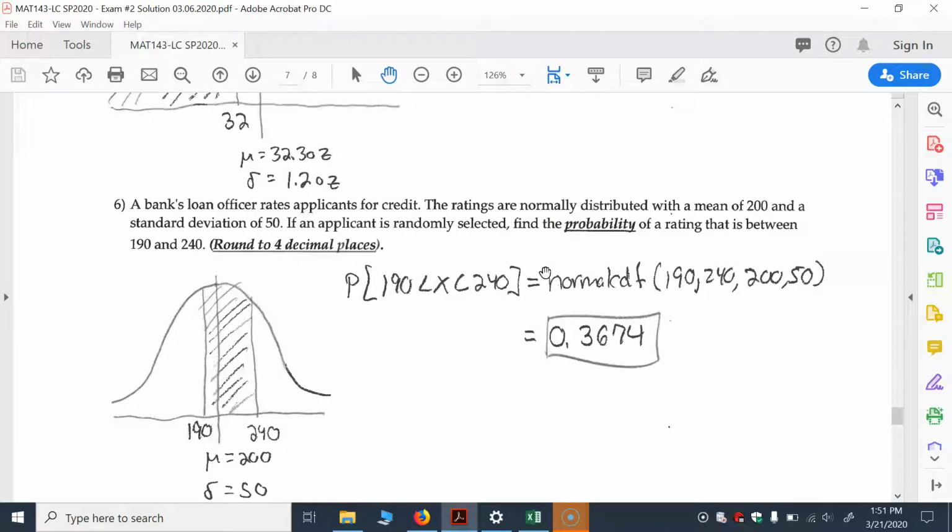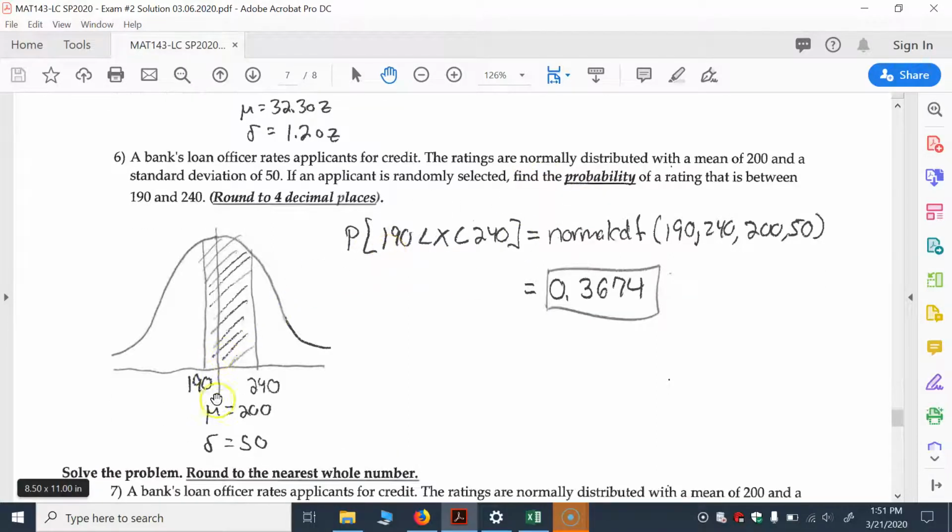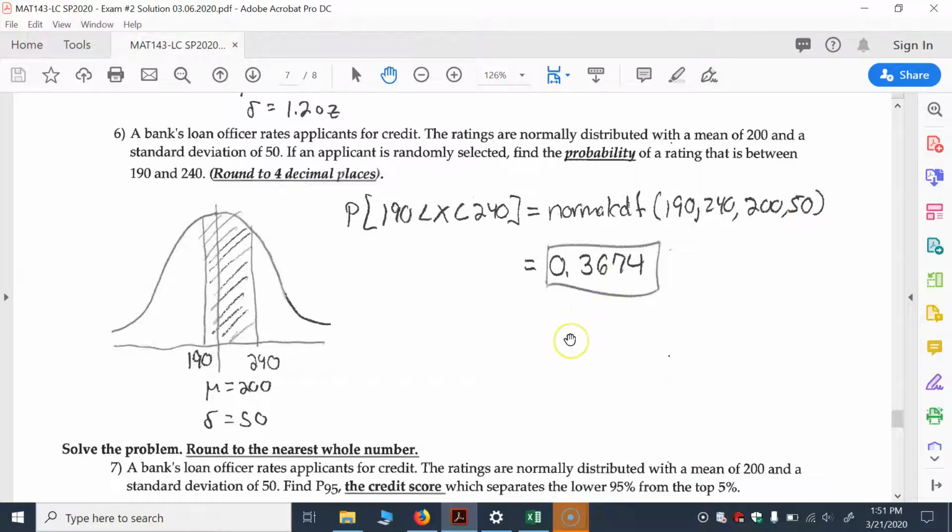And then for problem 6, again, here's our credit ratings. What's the probability now a rating would be between 190 and 240? So again, lower bound is 190, upper bound 240. There's your mu and sigma, 0.3674.